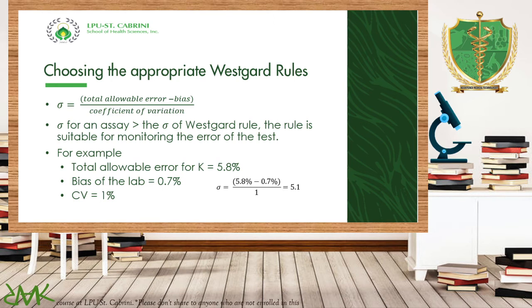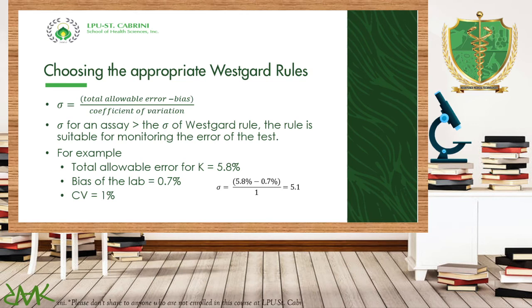Okay? If the sigma of the assay is greater than the sigma of the Westgard rule, then the rule is suitable for monitoring the error of the test. Again, if the sigma of the assay is greater than the sigma of the Westgard rule, then the rule is suitable for monitoring the error of the test.